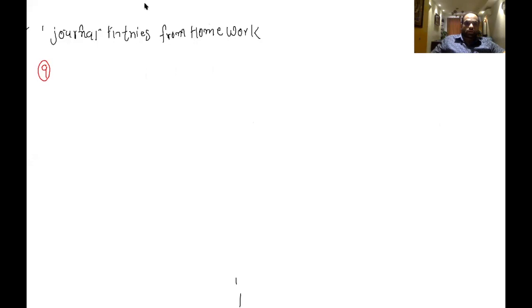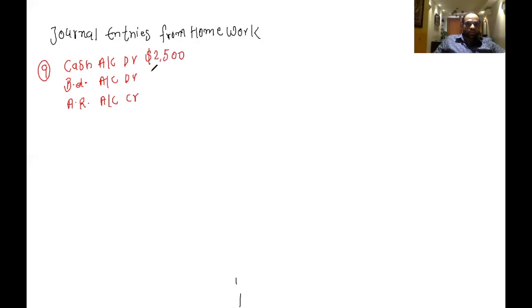So it will be cash account debit because we receive cash. Bad debts account debit is an expense, it's a loss, but we did not receive cash. And accounts receivable account credit. So this is 2,500, this is 2,500, and this is 5,000.